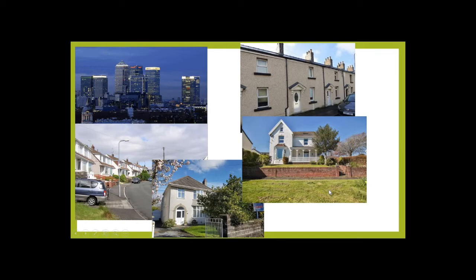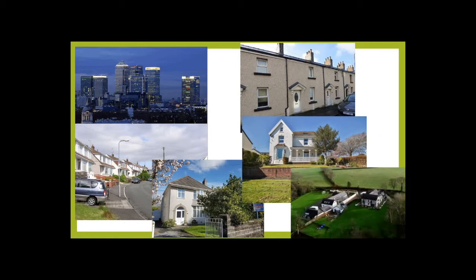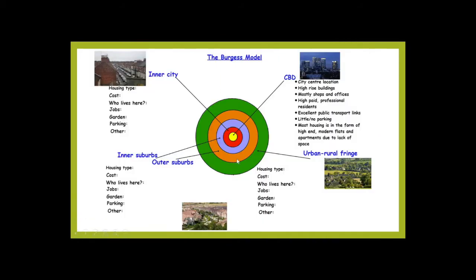What we're going to look at is the first person to identify that cities tend to have these zones and that they grow outwards, creating these zones from a central area, was a guy whose surname was Burgess. So the model of the growth of a city, we call it the Burgess model. Okay? And it literally looks like this.